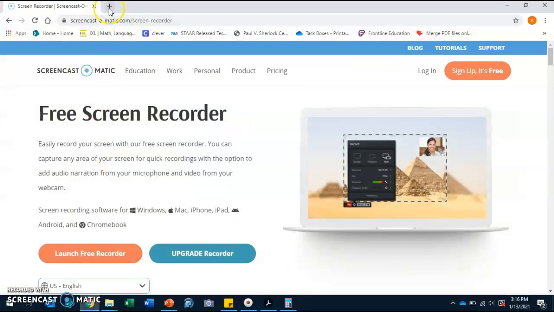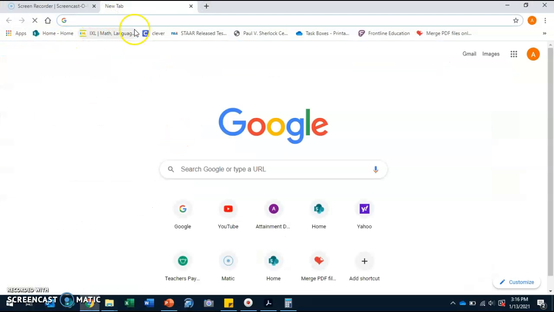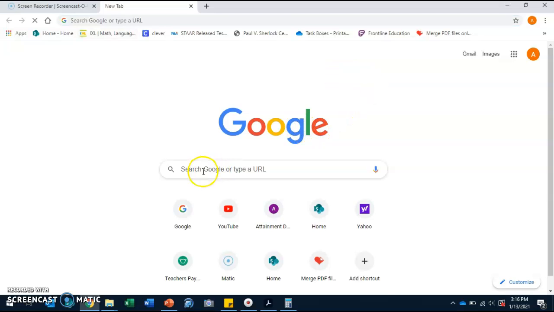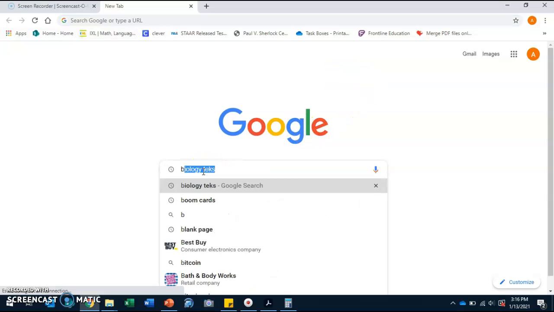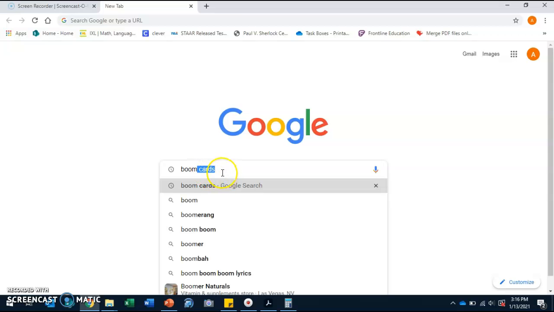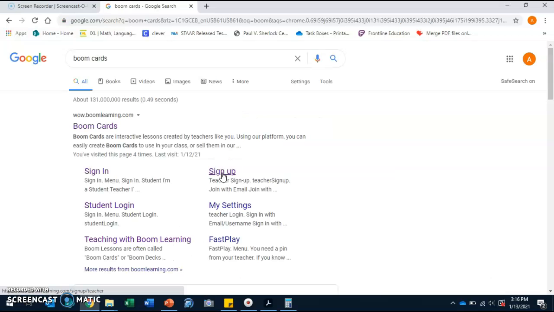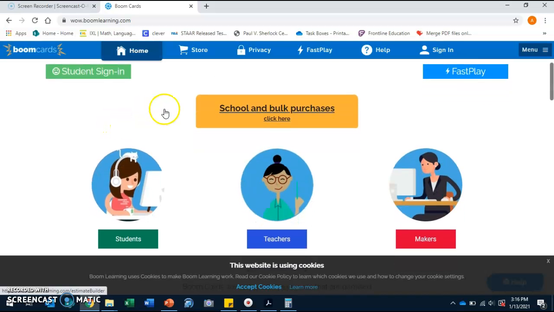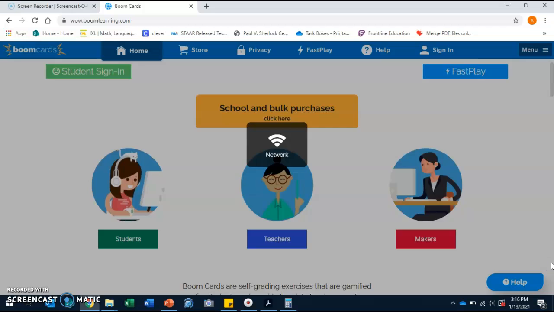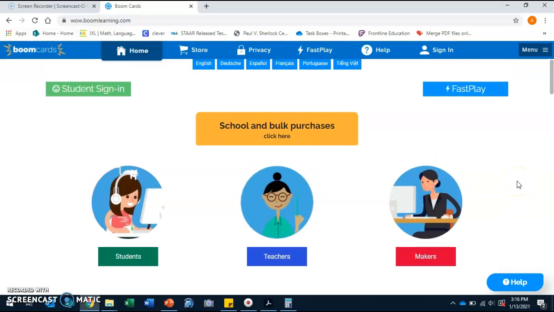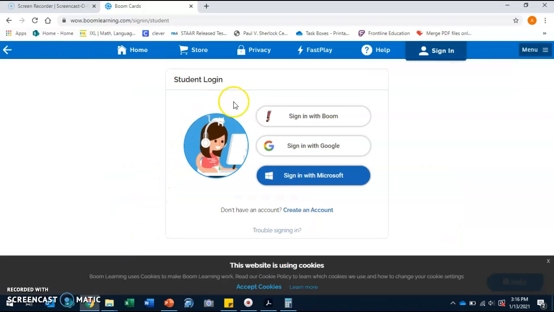So you can go to your browser and search, like you're here in Google. So here in Google, you can put Boom Learning or also Boom Cards. Both work. So when you put Boom Cards, if that's easier for you, it automatically takes you to Boom Learning. So you would click on Boom Cards, and then this should pop up. So here you will do students.